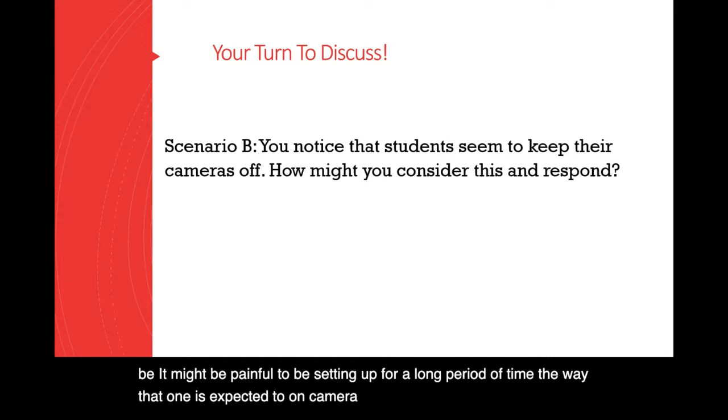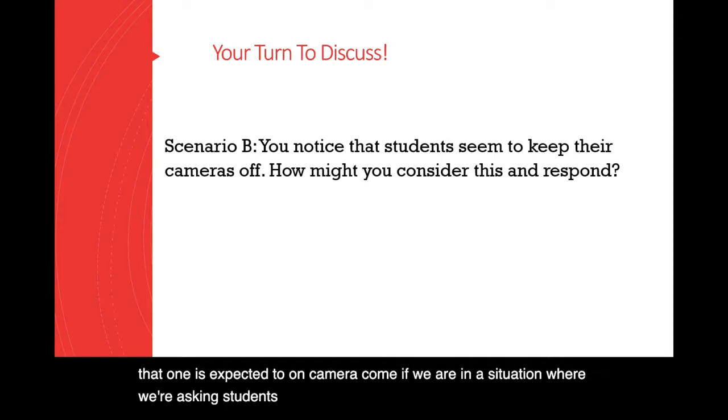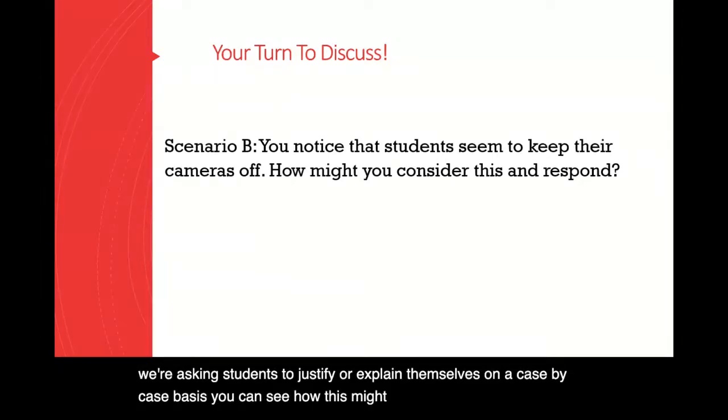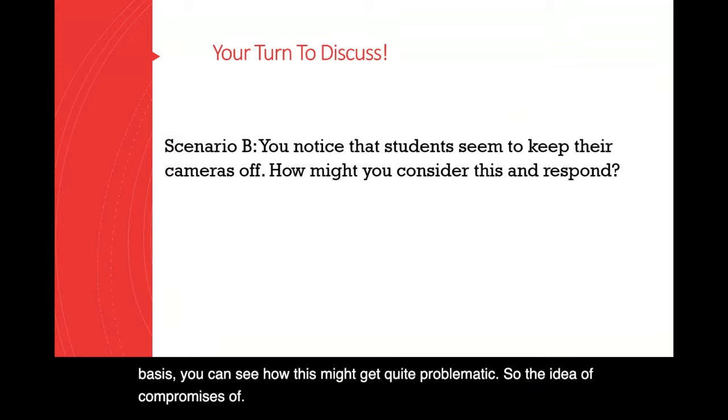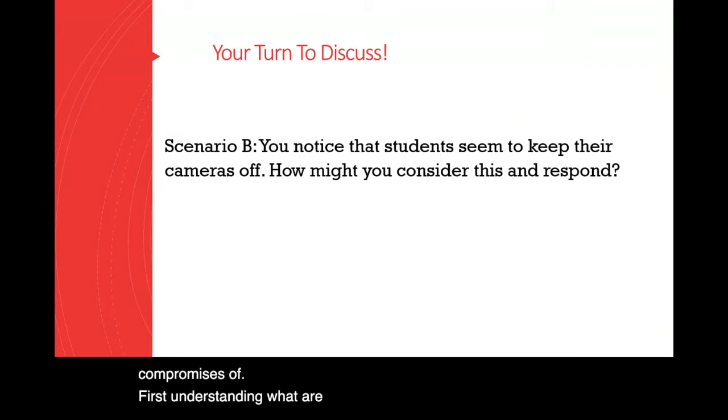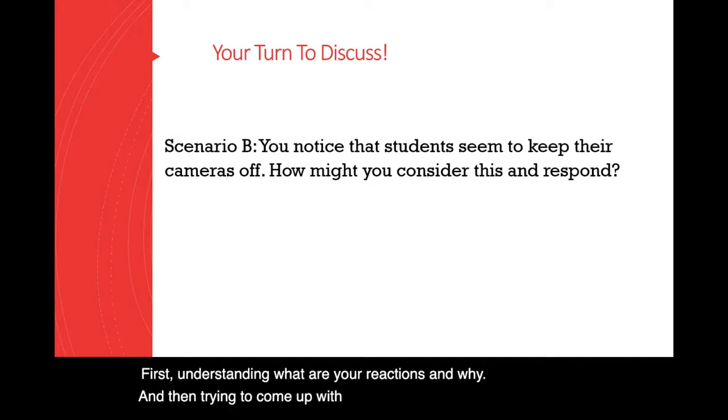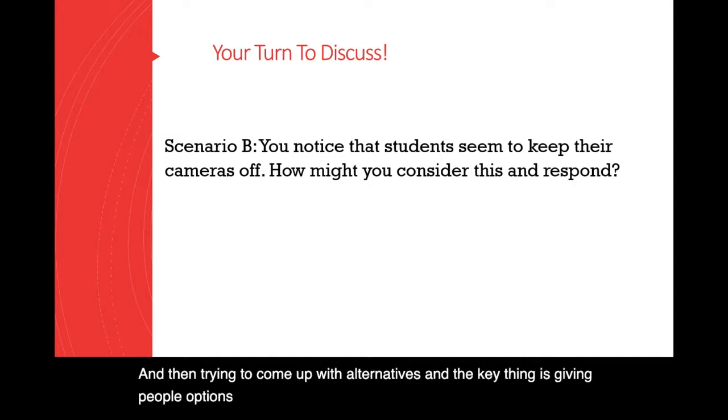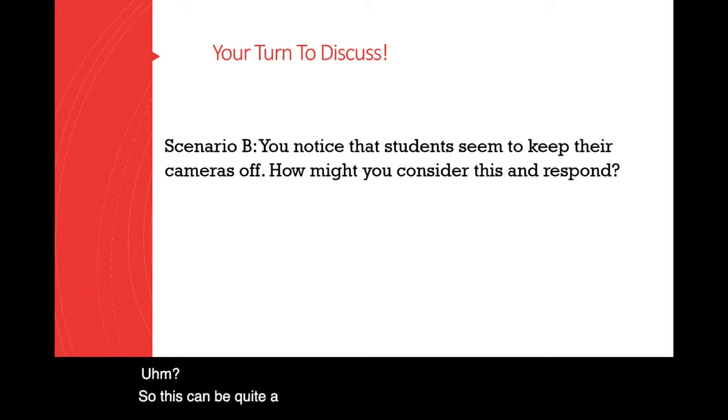If we are in a situation where we're asking students to justify or explain themselves on a case-by-case basis, you can see how this might get quite problematic. So the idea of compromises of first understanding what are your reactions and why, and then trying to come up with alternatives. And the key thing is giving people options and agency. So this can be quite a tricky one, but important for inclusivity.